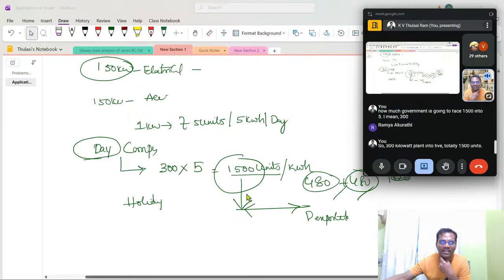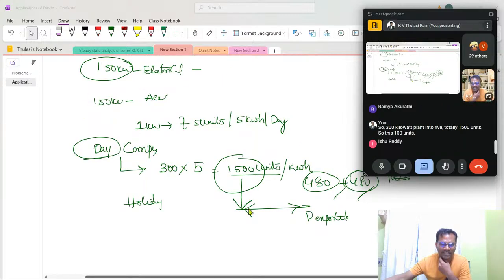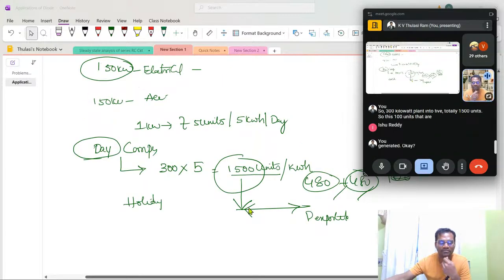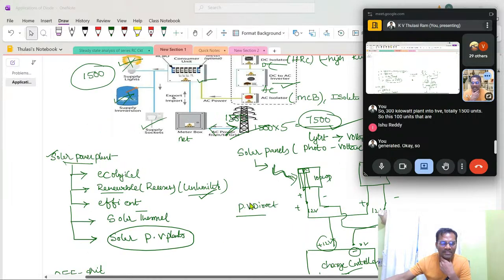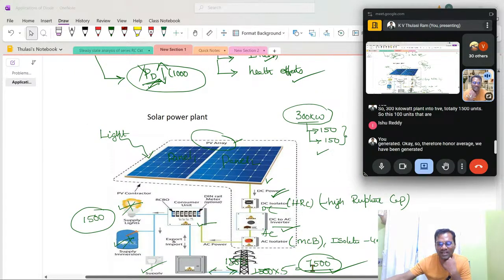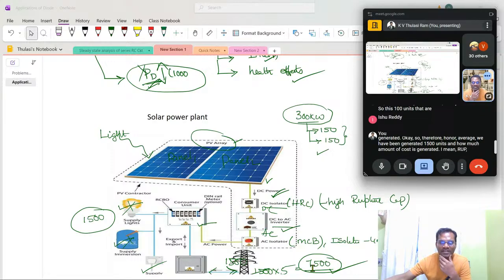So these 1500 units are generated. Therefore on an average we generate 1500 units. And how much amount of cost is generated? I mean rupees, how many rupees? 500 rupees is the saving due to this holiday. That's what you have to understand. Okay, hope you got clarity.